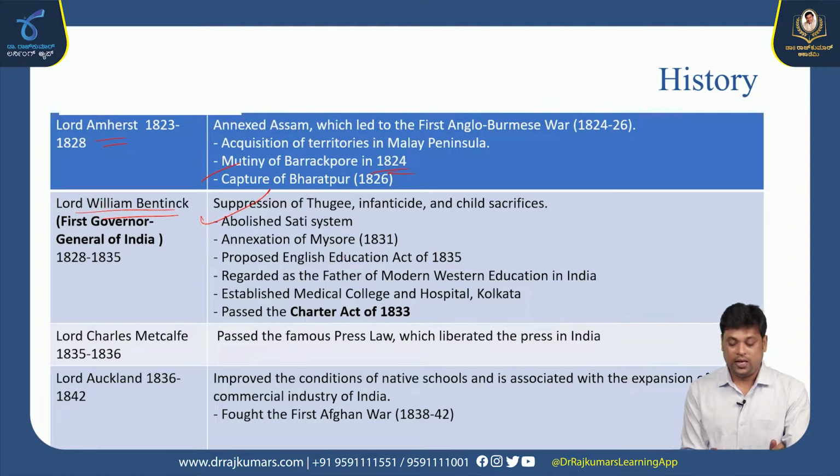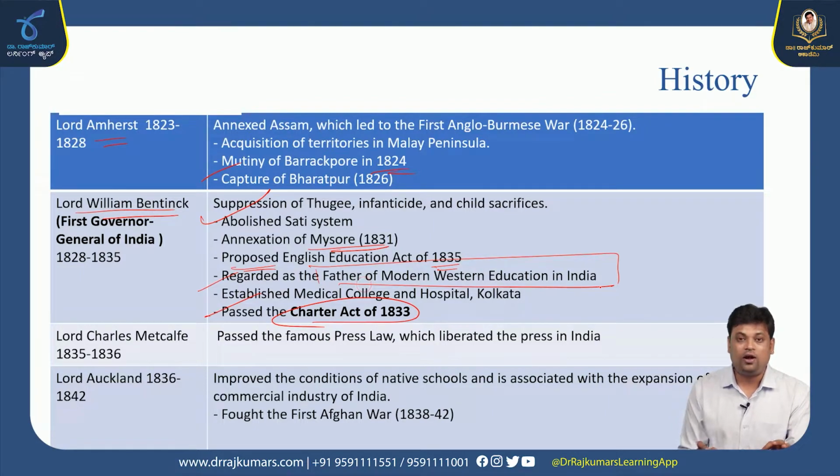Lord William Bentinck is an important personality. Abolishment of Sati, Mysore was annexed with British India, and the Charter Act of 1833 was passed. He is also the one who proposed the English Education Act of 1835. So we used to call him the father of modern Western education in India. Remember this point: father of modern Western education in India, that is Lord William Bentinck.